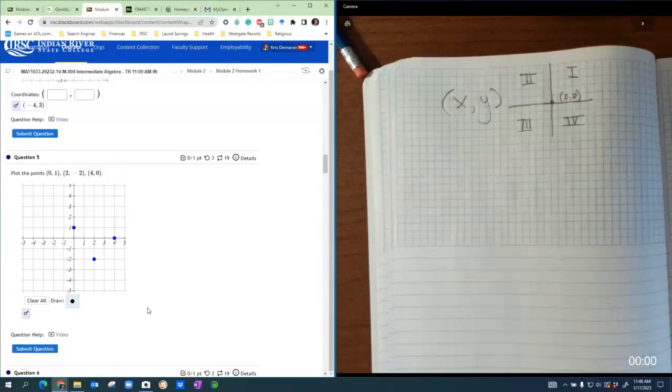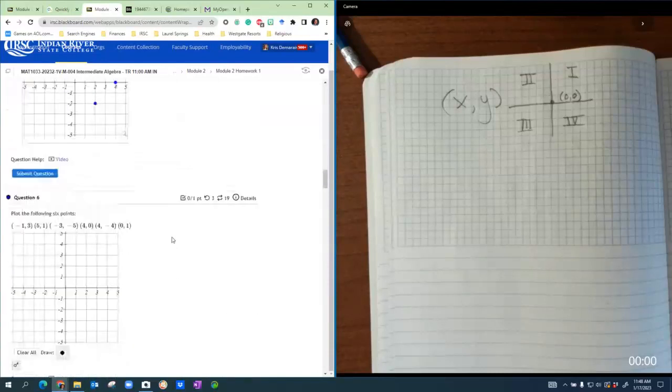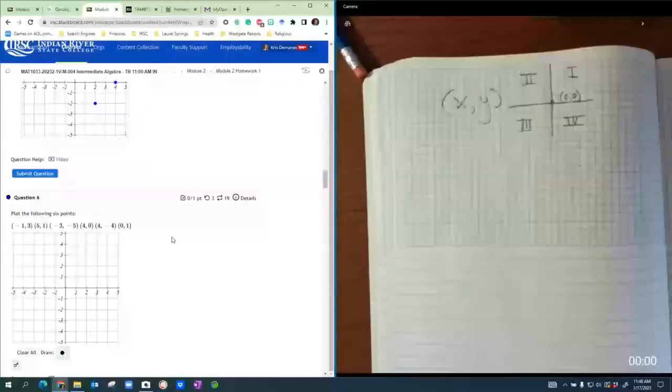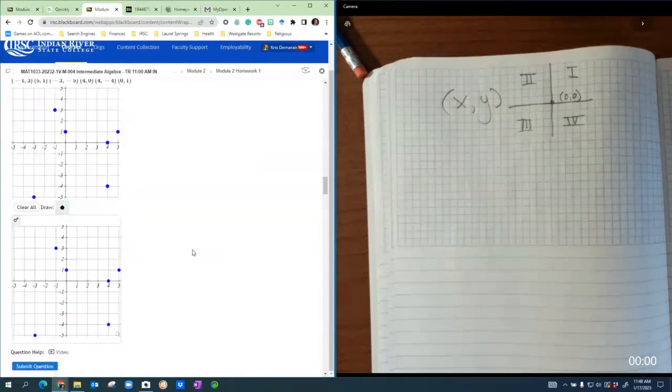Okay, let's go ahead and see that right here. This is pretty straightforward. So when we're looking at the graphs, -1, 3 is right here, 5, 1 is right there, -3, -5 is down here, 4, 0 is right there, 4, -4 is down here, and then 0, 1 is right there. And it looks like we match.